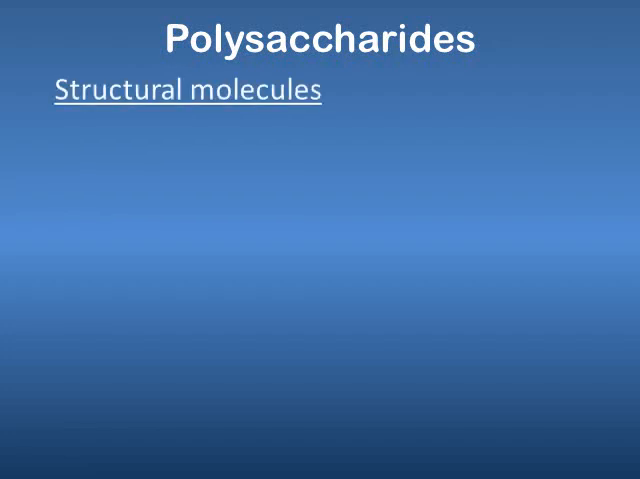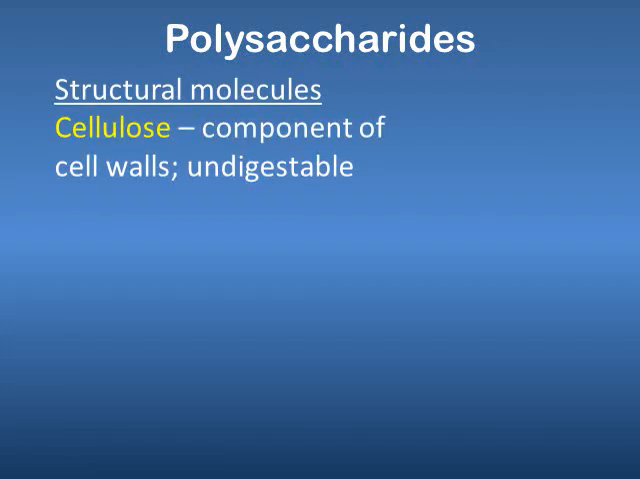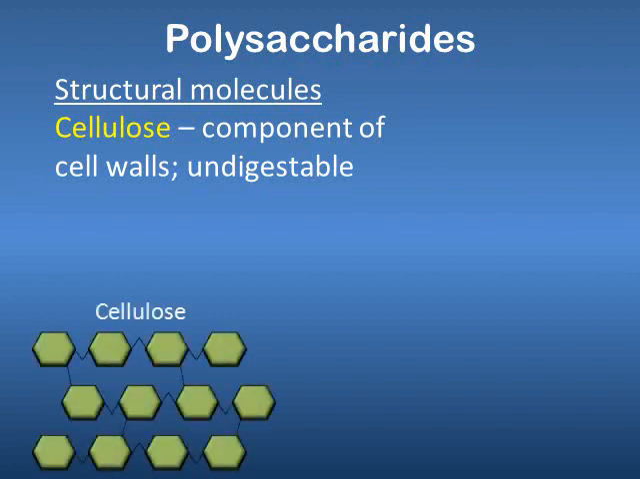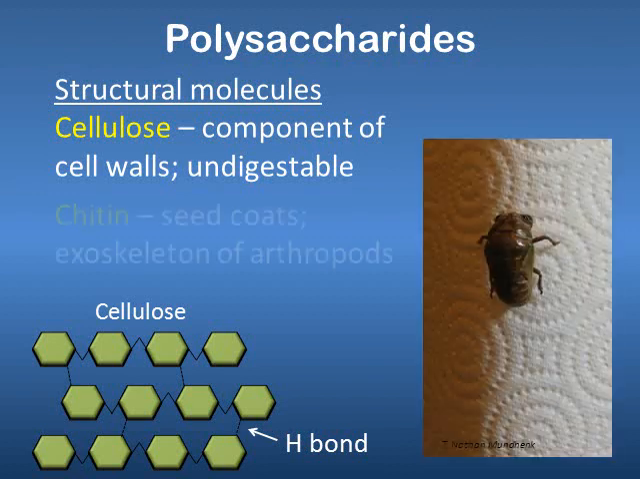The structural molecules include cellulose, arguably the most abundant carbohydrate on the planet. This is a component of cell walls and is very strong. It's undigestible by animals. Cellulose, you can see here at the bottom, is composed of these linear sheets of glucose monomers that have extensive hydrogen bonding because of that structure. And all of those hydrogen bonds there lend themselves to a very strong material.